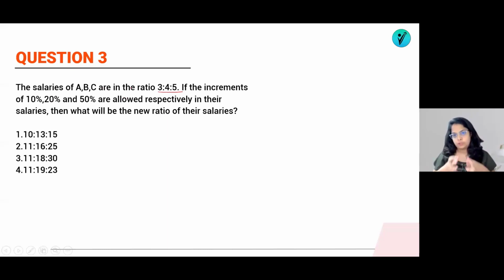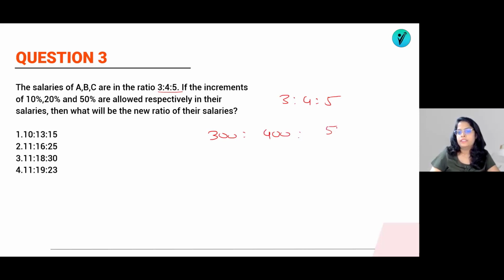Whenever such a question comes in the form of a ratio and salary has been increased by some percentage, always assume this ratio means the salary in terms of 100. Like this ratio was 3 is to 4 is to 5, so I will assume it as 300, 400 and 500.